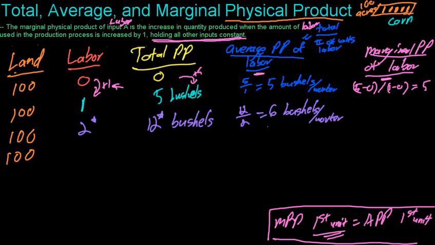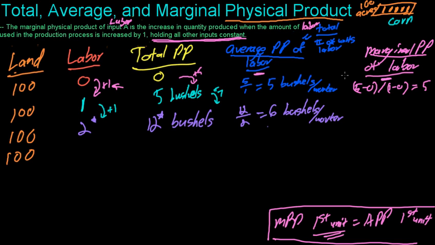So for the marginal physical product of the second unit of labor, we increase labor by 1 again, and we increase total physical product by 7, plus 7. So our average physical product was 12 divided by 2 because we had a total product of 12 and we had two people working on the farm. So on average, the workers produced 6 bushels per worker.